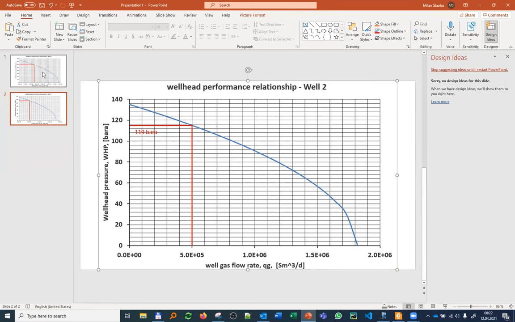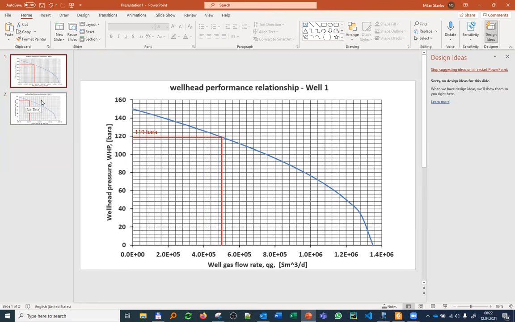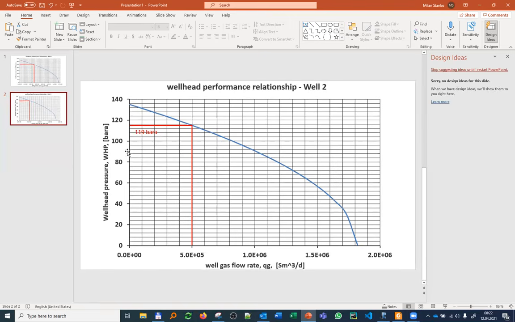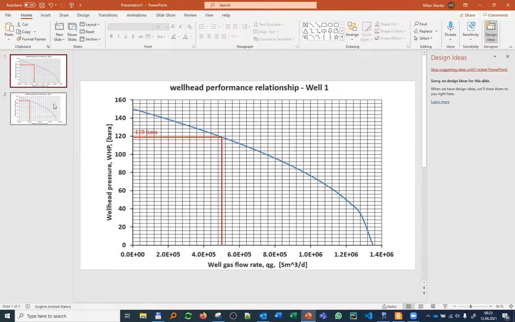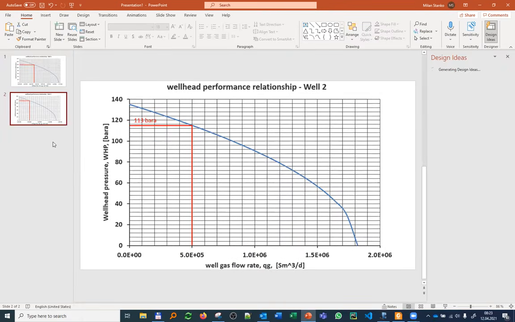Which is also about, let's see. Okay, so this is a bit less than 100 and maybe 104, 108, 112, 114, 113 bar. So the wellhead pressures are very close, 113 and 119 bar.